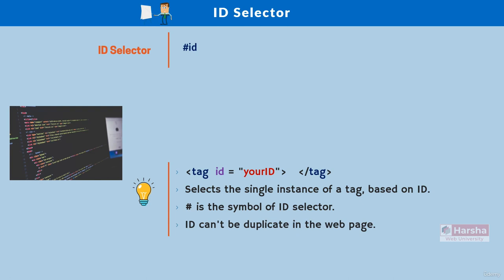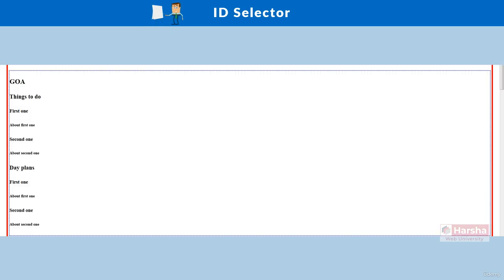Hash is the symbol of ID selector. For example, you want to select the city called Goa. So go to the particular div tag and add ID equal to Goa. And then you have to select the particular element by writing hash Goa. So in our existing application, I would like to apply blue color border for each individual city based on the respective ID.